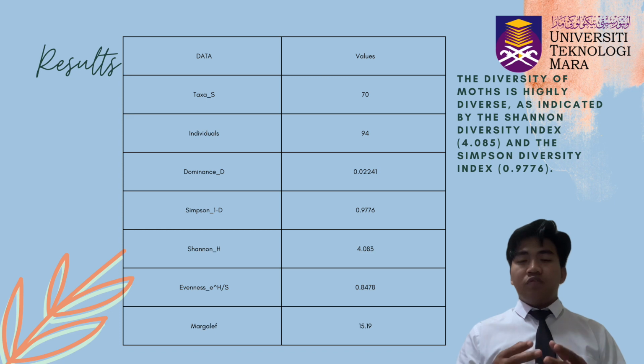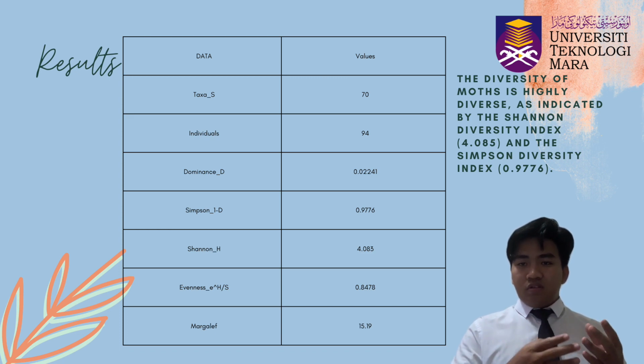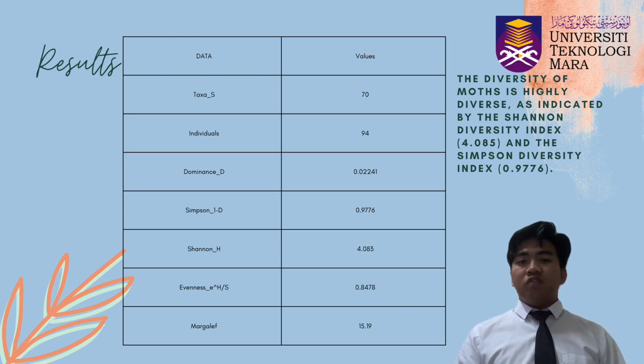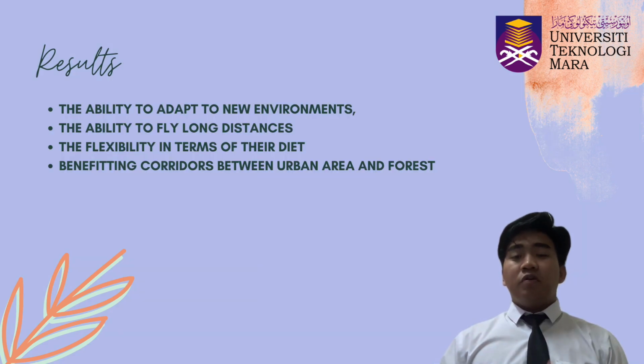So based on this result, it shows that the diversity of moths in the location is high, and also the Simpson Diversity Index, which is 0.976, is very high, which means every 2 individuals that are caught will be a different species. Okay, so based on the result, the moths can be seen as very diverse.